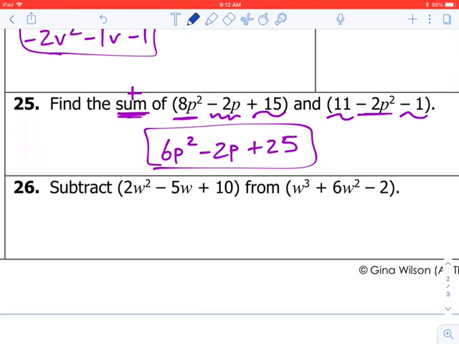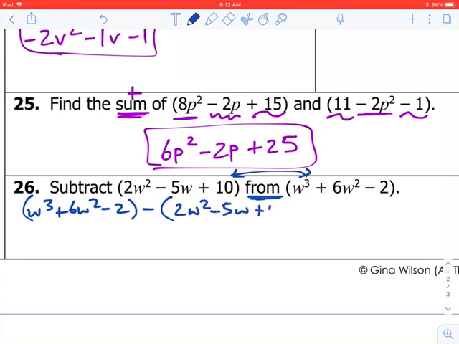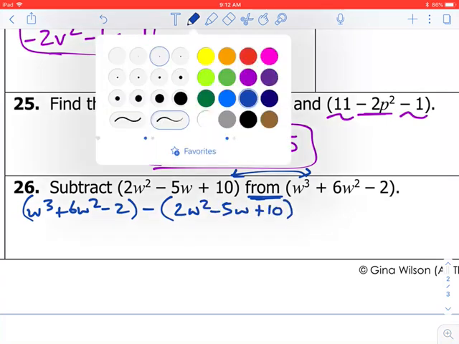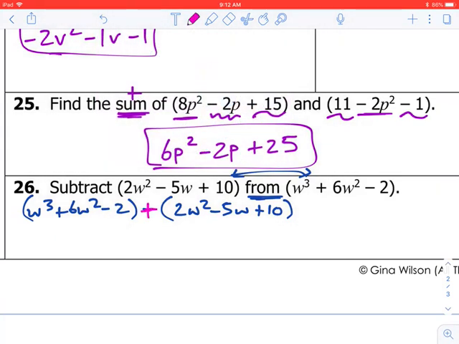Okay, so this one is kind of confusing sometimes. It says subtract this from this. So if it says from another, you need to actually switch these around. So it'd actually be w to the third plus 6w squared minus 2, subtracting 2w squared minus 5w plus 10. Okay, and now I can go ahead and change, okay, this is going to be plus, so minus, change that to a plus, change that to a minus. Now I'm ready to go. Okay, but subtract this from this means switch them around.